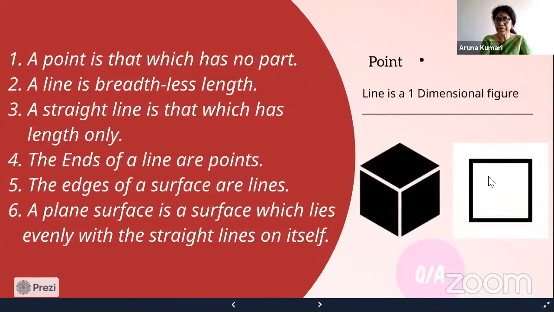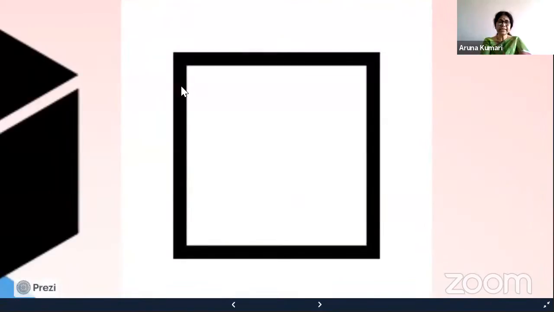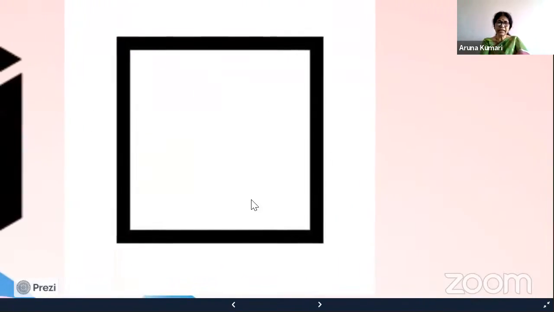And coming to the 2D figure. This is a 2D figure, a 2-dimensional figure. Its name is square. Why? Because all the sides are equal. Here, what is the limit of this figure? The 4 sides are covered by 4 line segments, isn't it? Hence, it is a square. They are equal. So the limit of a 2-dimensional figure is nothing but a straight line.